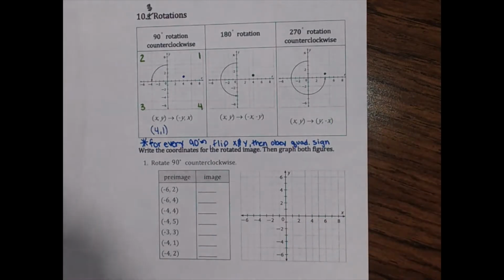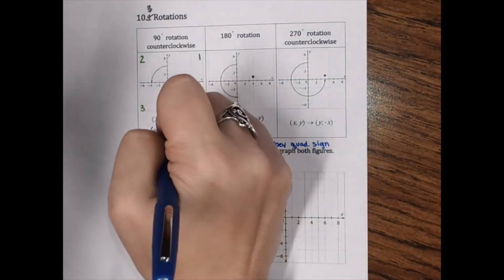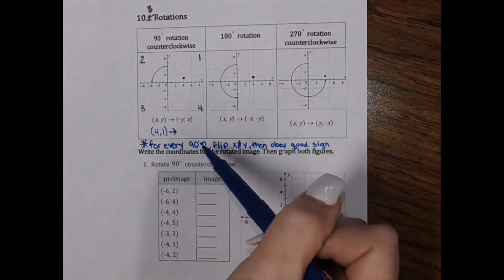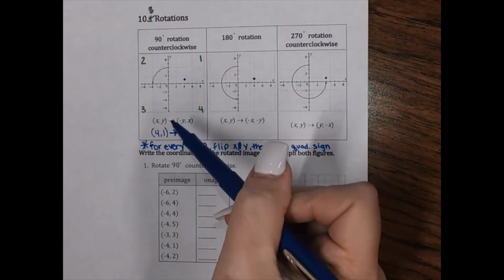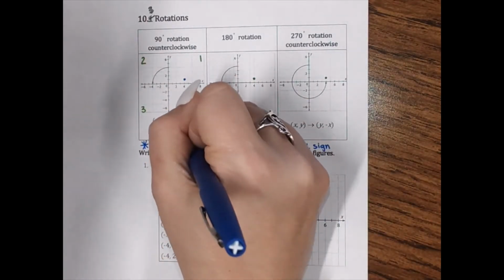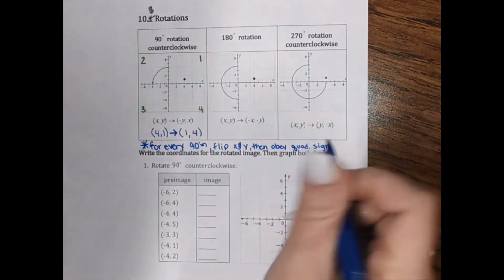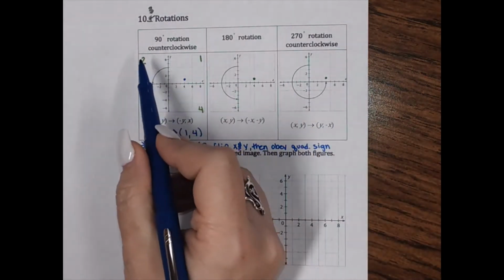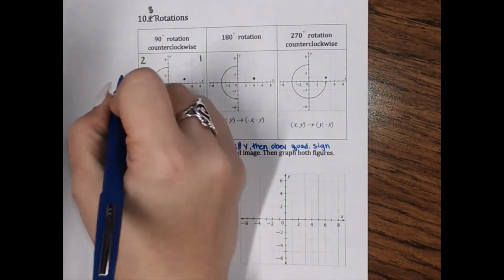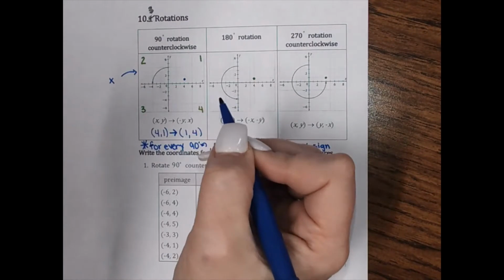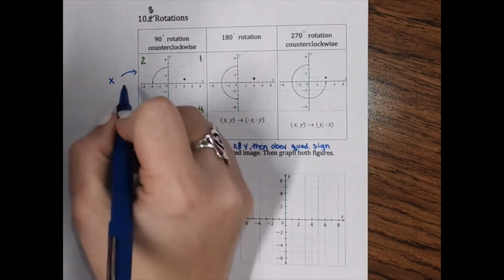All right, so let's look at what happens to the numbers. If we rotate 90 degrees, for every 90-degree rotation, we're going to flip X and Y. So we're going to flip these coordinates. It's now going to be a 1 and a 4. And then we're going to obey the quadrant sign. So we want to think about what the signs look like in this quadrant. In quadrant 2, are your X's positive or negative? Well, your X's are all negative.